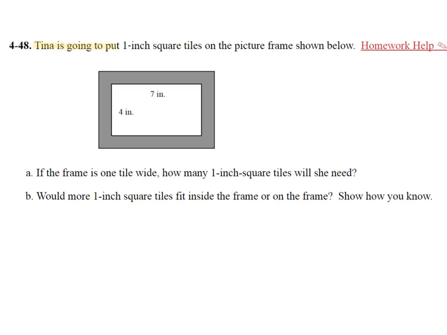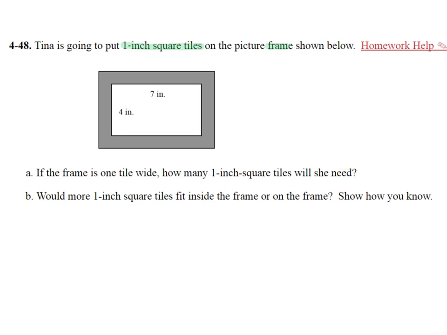Tina is going to put 1-inch square tiles on the picture frame shown below. If the frame is 1 tile wide, how many 1-inch square tiles will she need? Would more 1-inch square tiles fit inside the frame or on the frame? Show how you know.